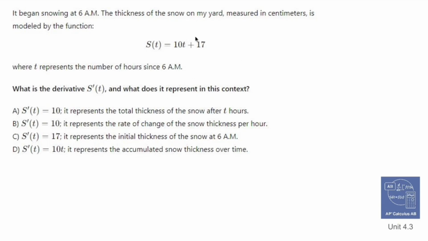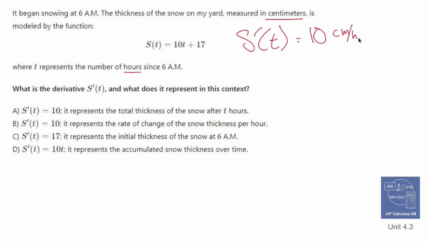Well, the derivative is going to be using the power rule. So s prime of t is going to be the derivative of 10t, which is just 10, and then nothing. So basically, what does it mean in this context? Well, if you take the derivative of something, you get a rate. Since my rate has to do with two units, one being centimeters and one being time in hours since 6 a.m., you're looking at getting 10 centimeters of snow per hour.